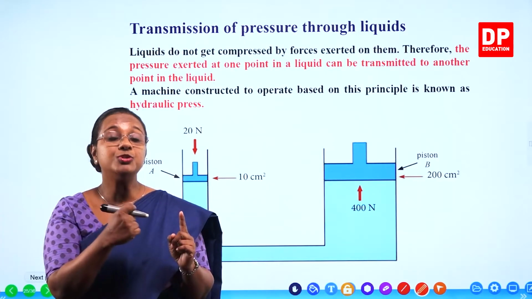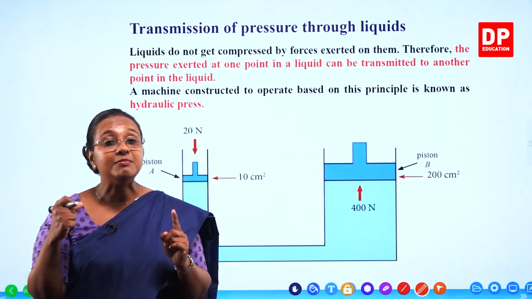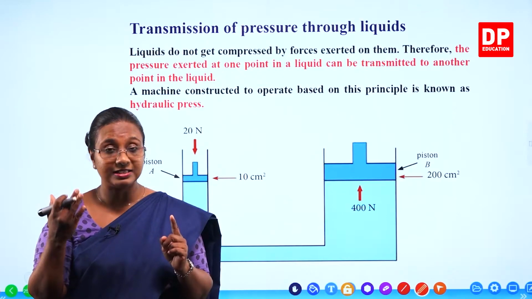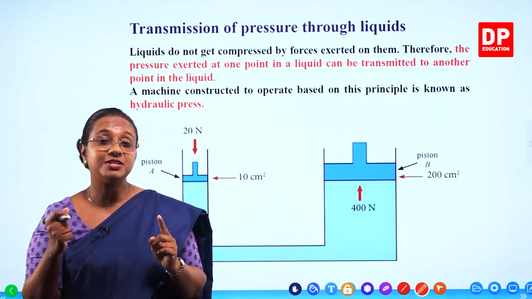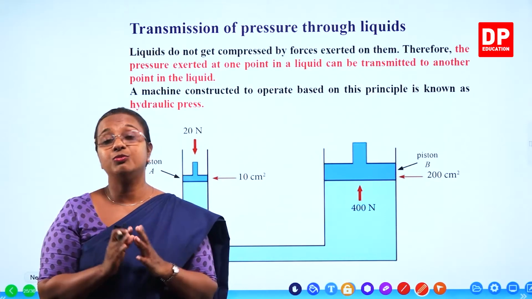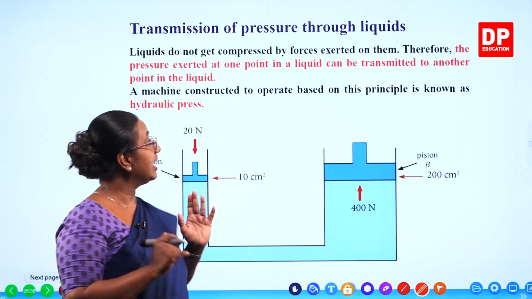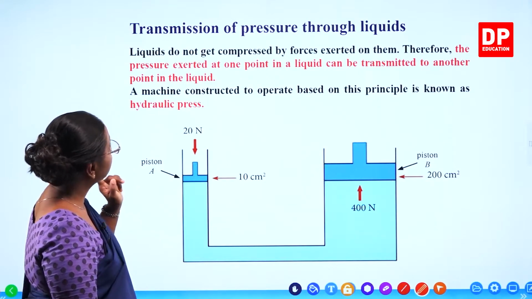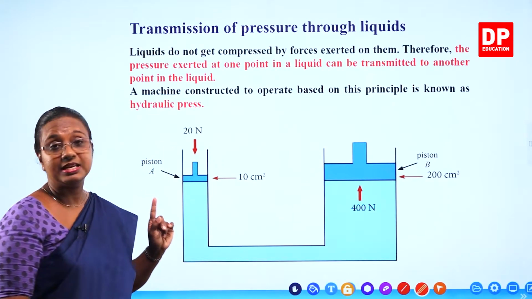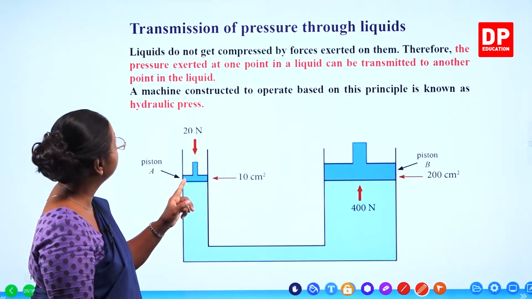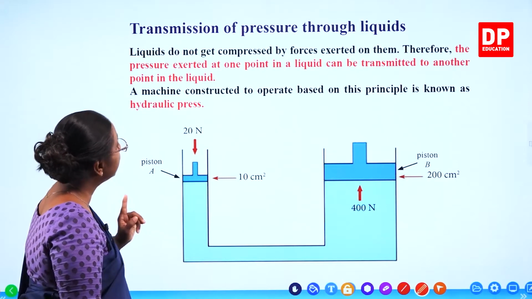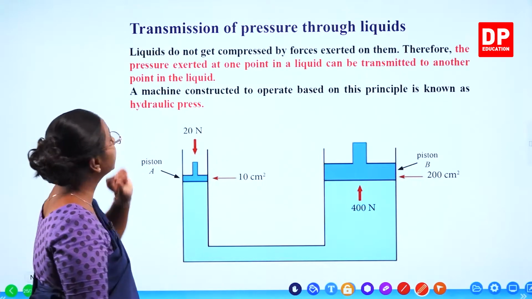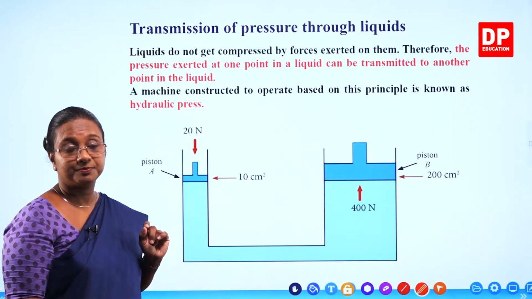But when you push that liquid, we will be exerting a force. So force over unit area will be exerting pressure. That pressure will be transmitted through that liquid. So that is what we will discuss here. Liquids do not get compressed by forces exerted on them. Therefore, the pressure exerted at one point in a liquid can be transmitted to another point in the liquid.